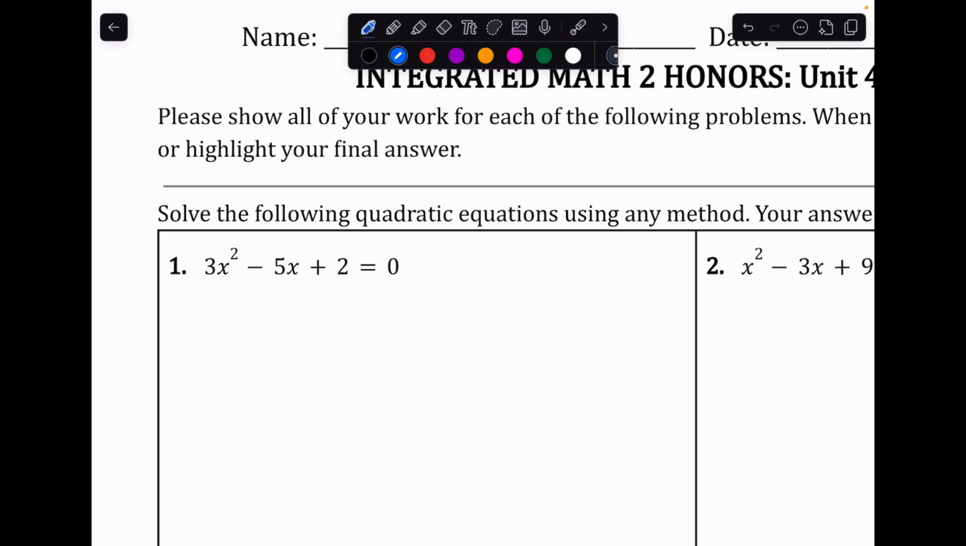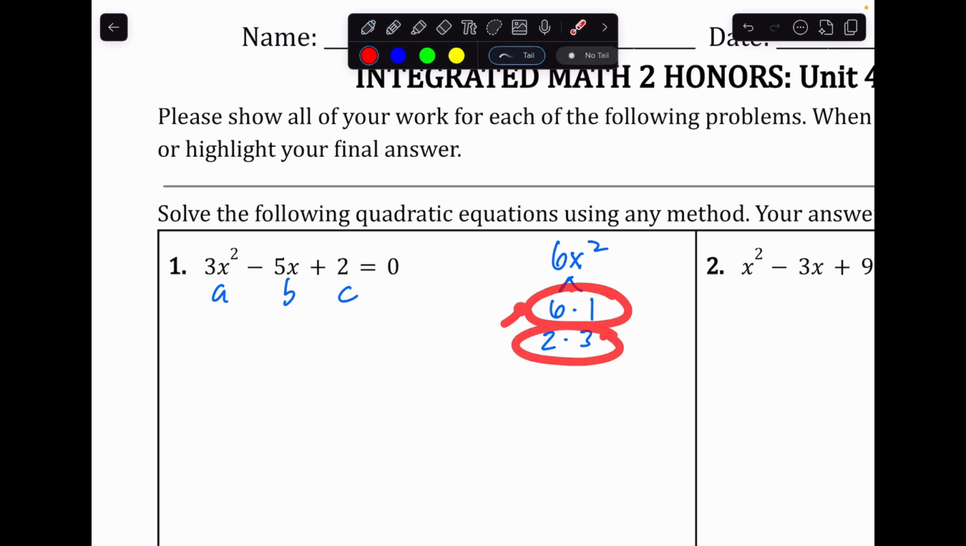So if I was to factor this out, here's a, here's b, and here's c. For factoring, you have to take a and c, multiply it, you get 6x squared. List out your factors that give you 6 when you multiply. 6 and 1, 2 and 3. Now think about these factors. If I was to add them, would I get a negative 5? Well, maybe with the negative sign, if I was to take one of them as a negative.